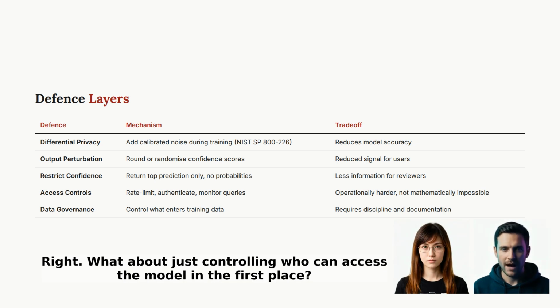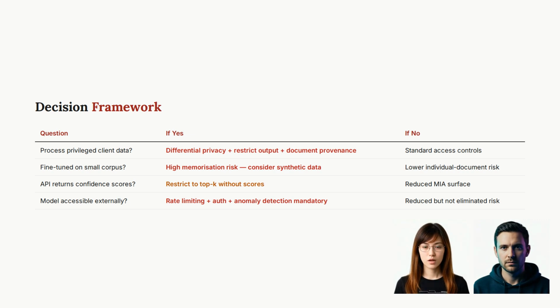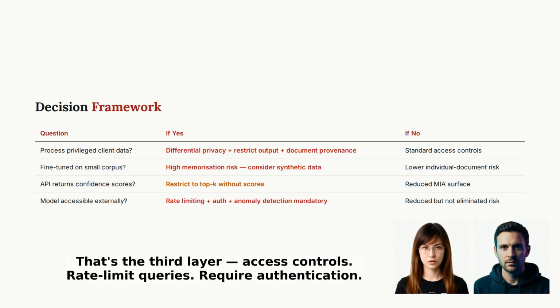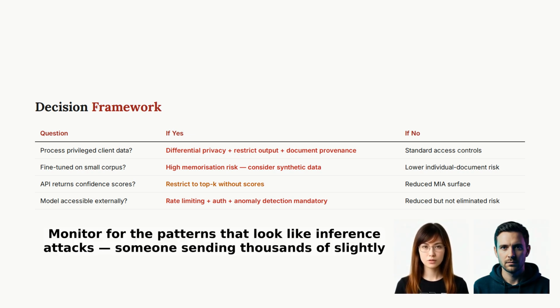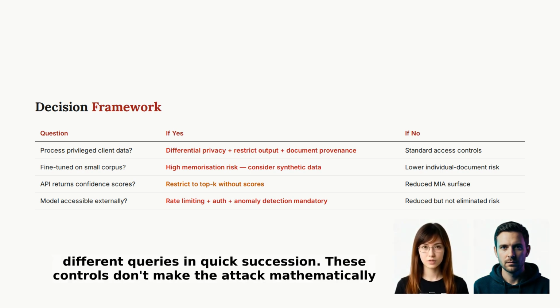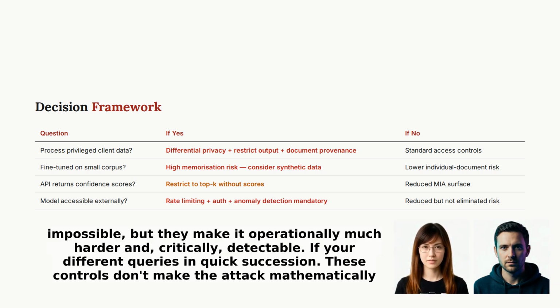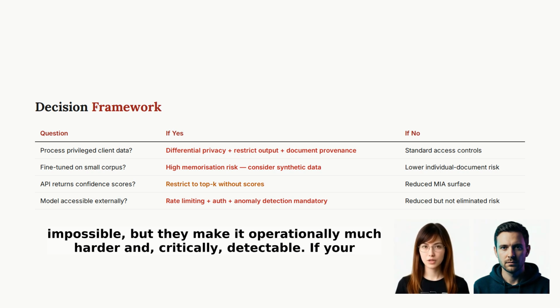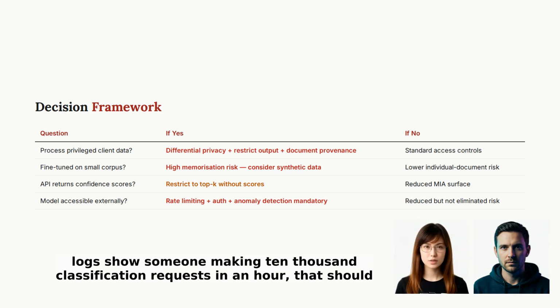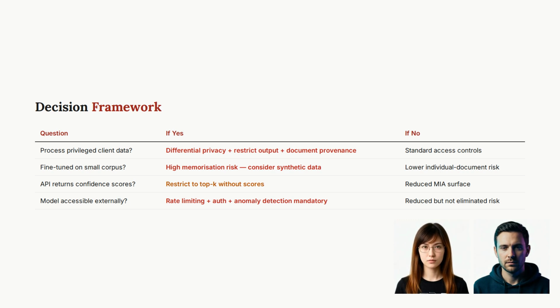Right. What about just controlling who can access the model in the first place? That's the third layer, access controls. Rate limit queries, require authentication. Monitor for the patterns that look like inference attacks, someone sending thousands of slightly different queries in quick succession. These controls don't make the attack mathematically impossible, but they make it operationally much harder and, critically, detectable. If your logs show someone making 10,000 classification requests in an hour, that should trigger an alert.